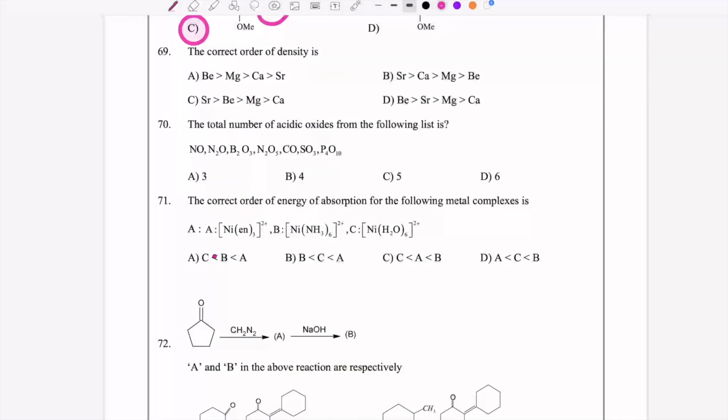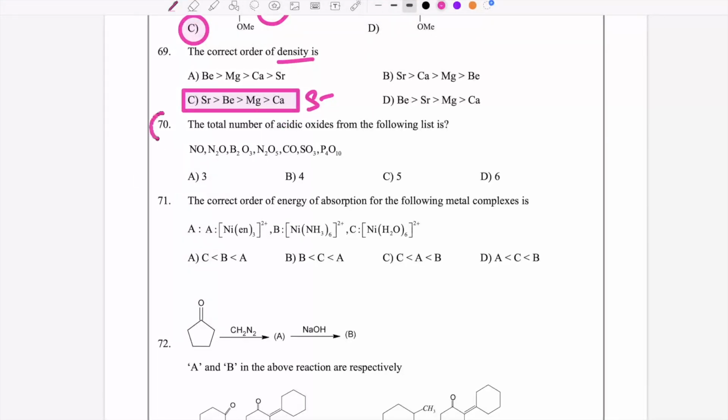We'll move to the 69th question. In the 69th question, the correct order of densities, take a look, again it is from the NCERT. A direct question from NCERT is given, right? So here the order is, which has the highest? Strontium does. This is an exceptional order, you have to remember. Strontium followed by beryllium followed by magnesium followed by calcium. This is the order of density. In s block elements these direct values are given to us.